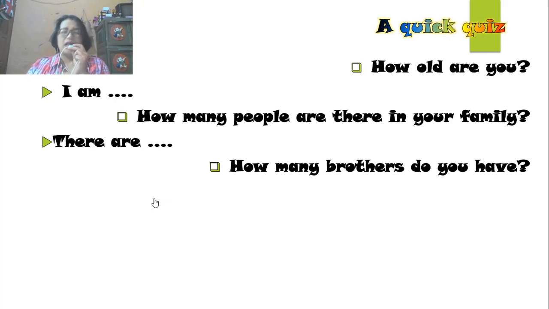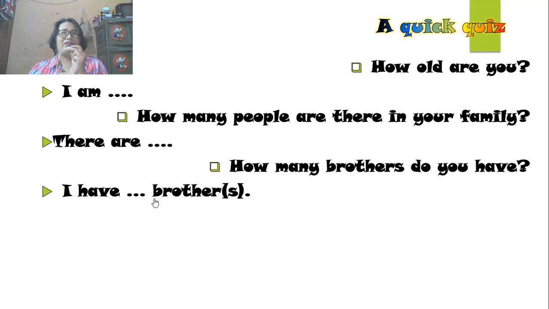Very good. I have 3 brothers, with S. Ada S-nya. Kalau lebih dari 1, brothers-nya ada S-nya. Kalian sudah belajar ini di kelas 2. But if you have only 1 brother, you have to say, I have 1 brother, without S. Jadi, brother-nya tidak boleh ada S-nya kalau jumlah saudaranya hanya ada 1.